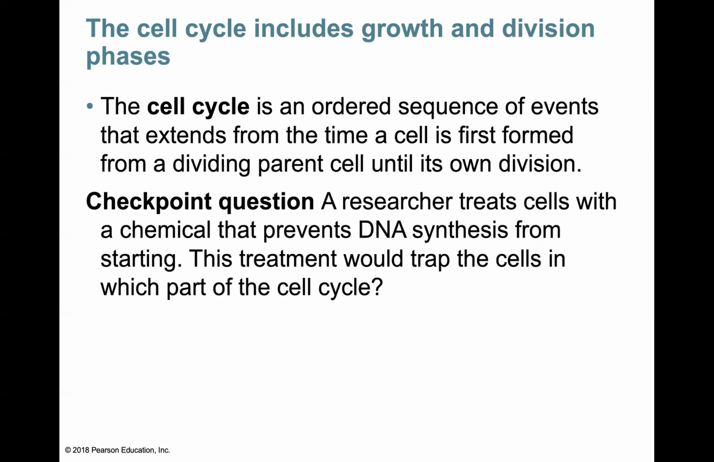And so we have a checkpoint question here. A researcher treats cells with a chemical that prevents DNA synthesis from starting. This treatment would trap the cells in which part of the cell cycle? Right? So you're thinking now about these ordered steps of events, all right? At what point does DNA synthesis take place in the cell cycle? And if we treat these cells with a chemical that prevents the start of DNA synthesis, what phase are these cells in at this moment?